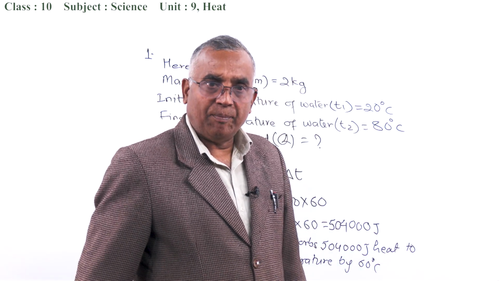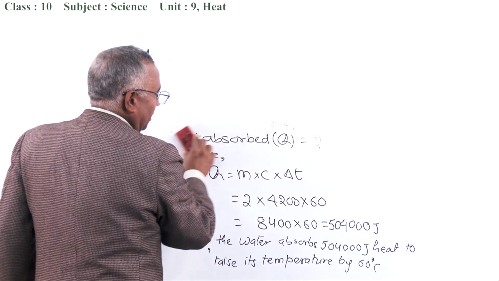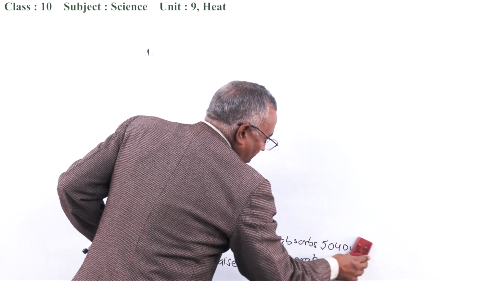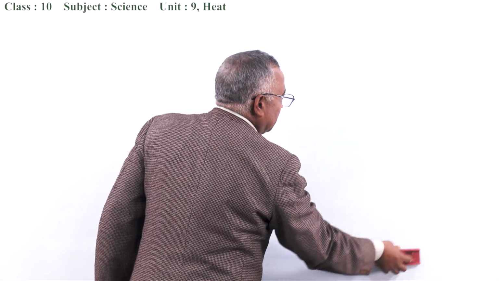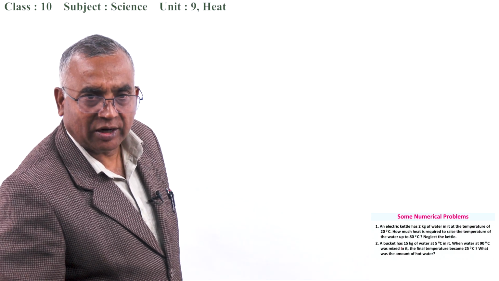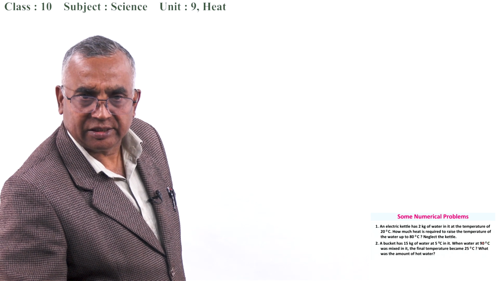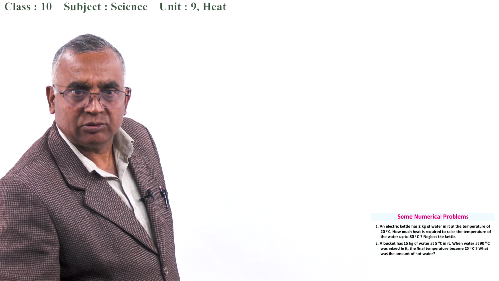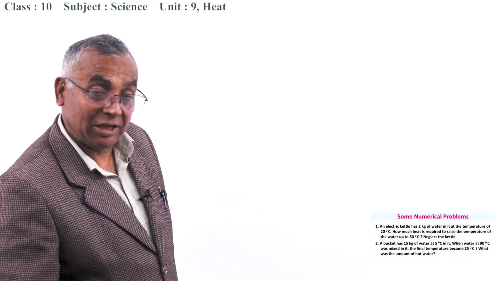That question is: a bucket has 50 kg of water at 5 degrees Celsius in it. Look here, in this numerical, read it once: there is water at two different temperatures. That is, the mass is not single. One is the mass of cold water, another is the mass of hot water. 15 kg of cold water, and water at 90 degrees Celsius was mixed in it, so you have to find out the amount of hot water, that is mass m2.